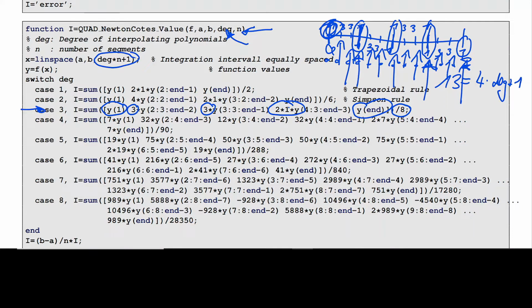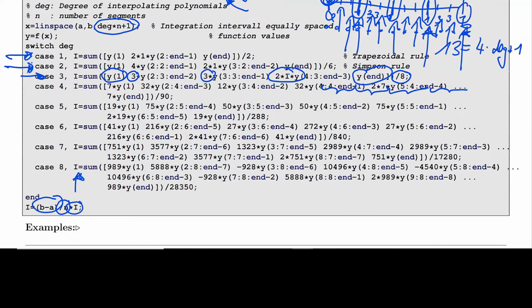Missing is the multiplication with the interval length, which is in that case the length of one part, and so this is b minus a divided by n. It was 4 parts, so this is the length. And then we have the integral value from here, and we scale that integral value. We adjust it by the length of the intervals. Okay, this is the implementation, and this is the implementation for degree 1, which reproduces the trapezoidal rule. This is the reproduction of the Simpson rule, and then 3 till 8, the Newton-Cotes rules. Okay.